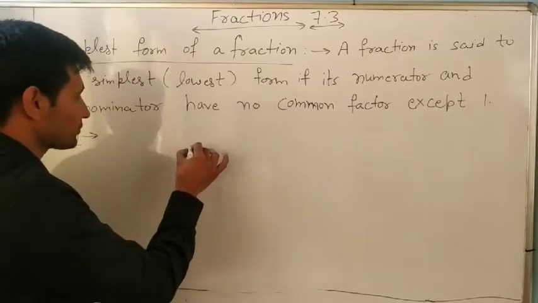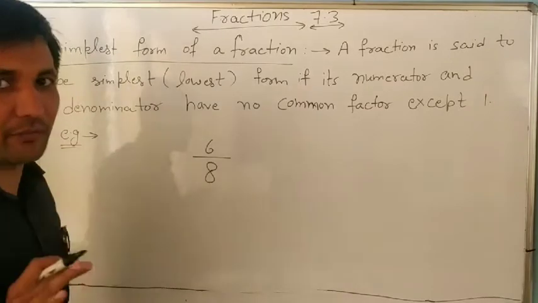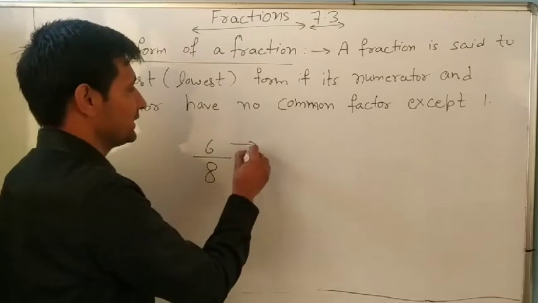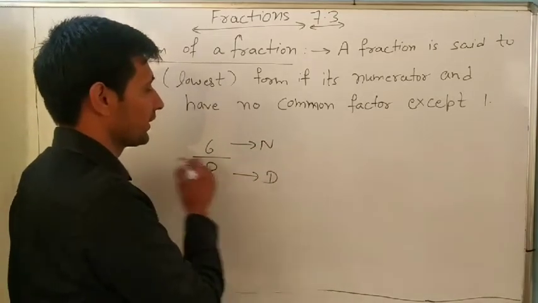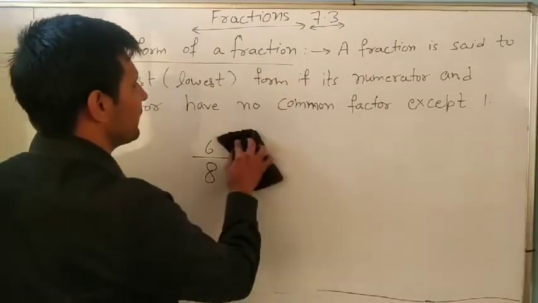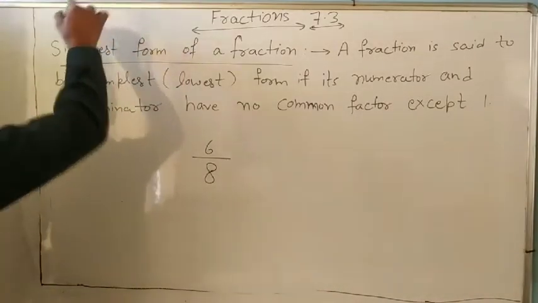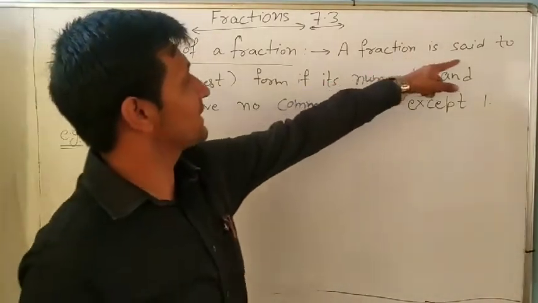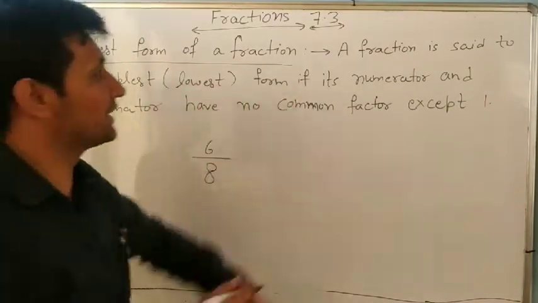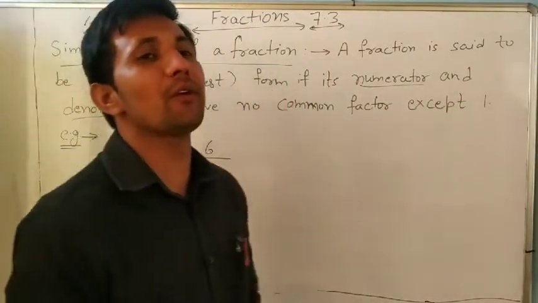Okay. Suppose like this one, 6 divided by 8. It is a fraction, everyone knows. And which type of fraction? It is a proper fraction because the numerator is smaller than the denominator. So what is the simplest form? A fraction is said to be in simplest form, or you can say the lowest form, if its numerator and denominator have no common factor.